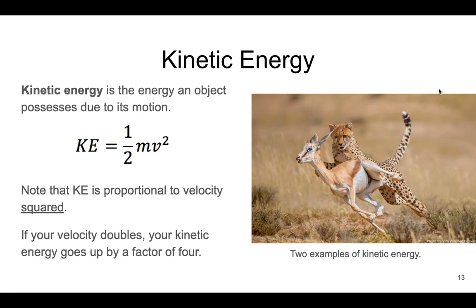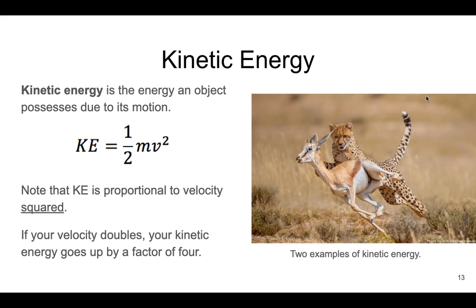So first we'll deal with kinetic energy. Kinetic energy is the energy an object possesses due to its motion. It seems kind of like momentum, but it isn't. It's very different. Momentum is a vector. Kinetic energy is a scalar. Momentum is directly proportional to velocity. Kinetic energy is proportional to velocity squared.